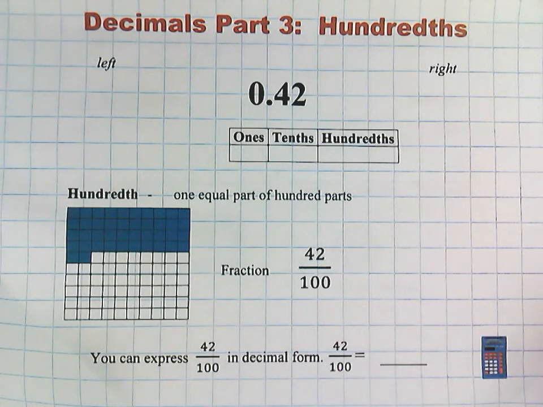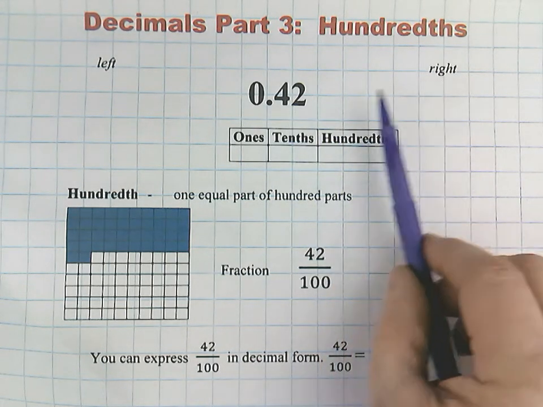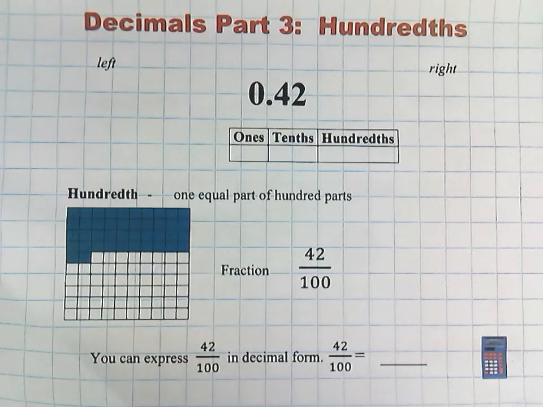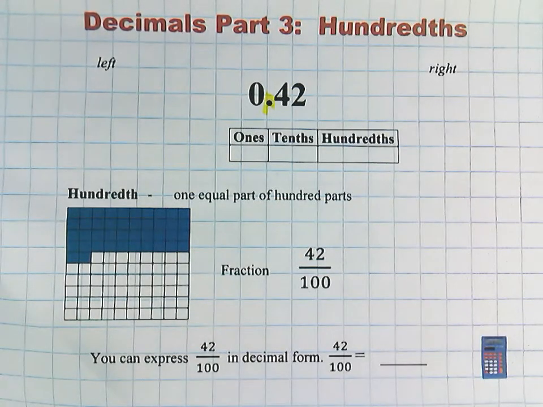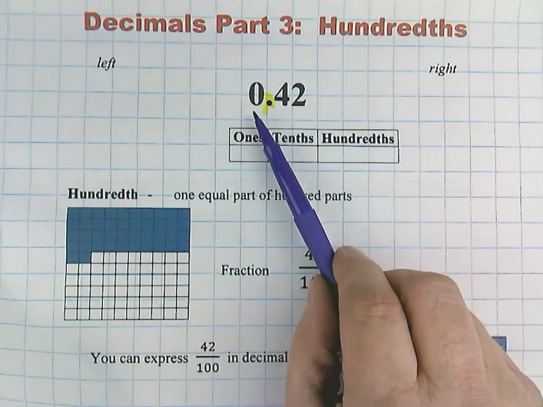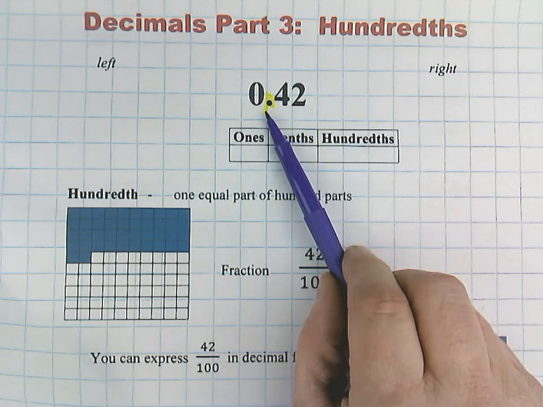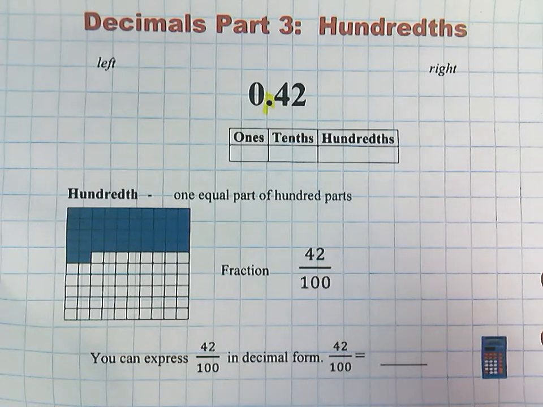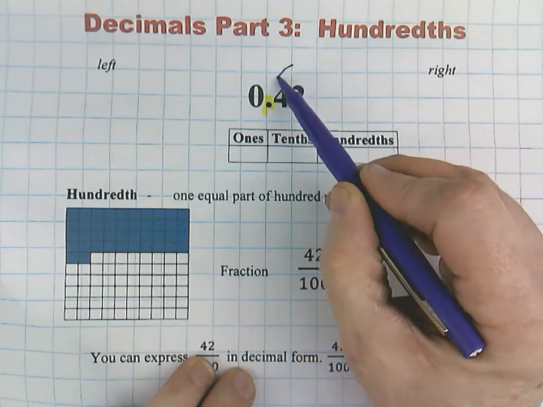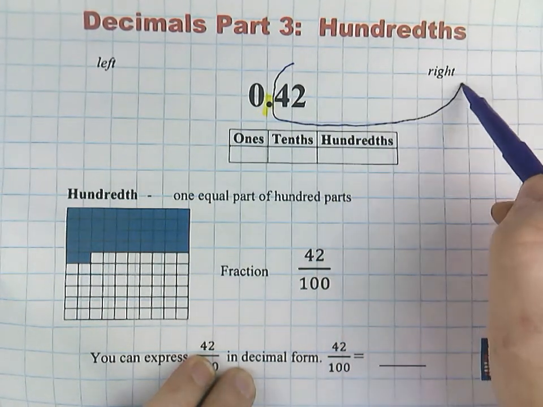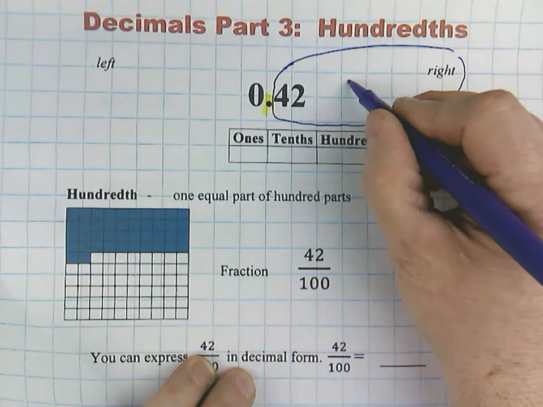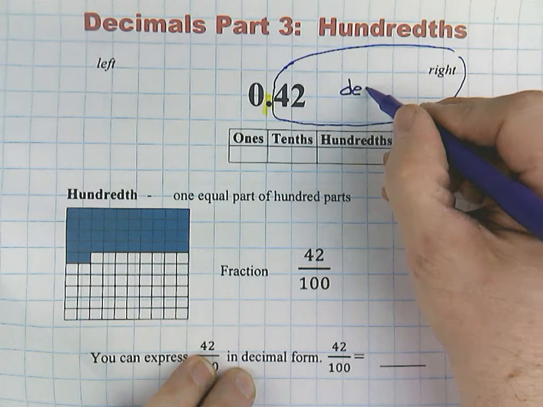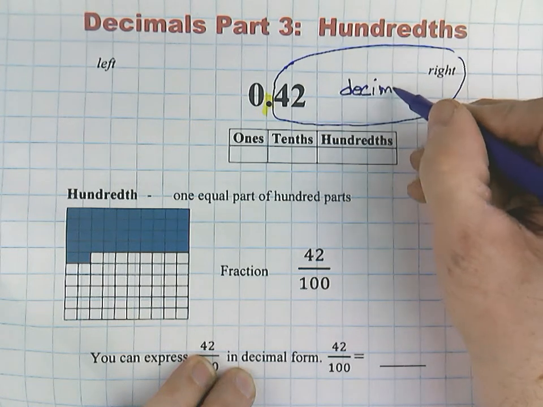A decimal number is any number that is on the right side of the decimal point. Highlight our decimal point. So for example, we have here 0 decimal 42, and the 4 and the 2 are on the right side of the decimal point. And these we refer to as decimal numbers.